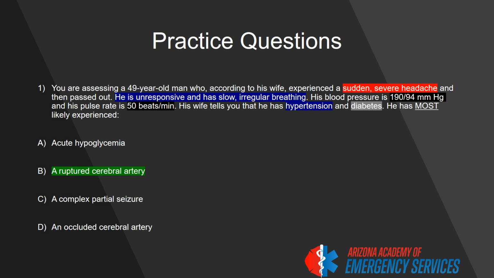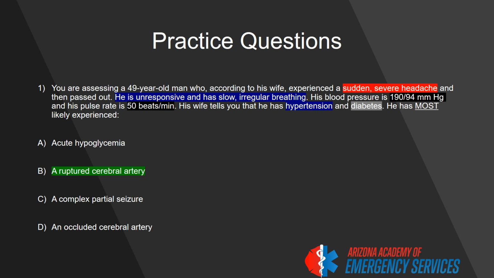B, a ruptured cerebral artery. We would call this a hemorrhagic stroke. It's the least common type of stroke, but easily the most deadly type of stroke. So hemorrhagic stroke, again, as a reminder, is a medical ailment in which a cerebral artery, a blood vessel in the brain, is ruptured. So now we have bleeding into or surrounding the brain itself.